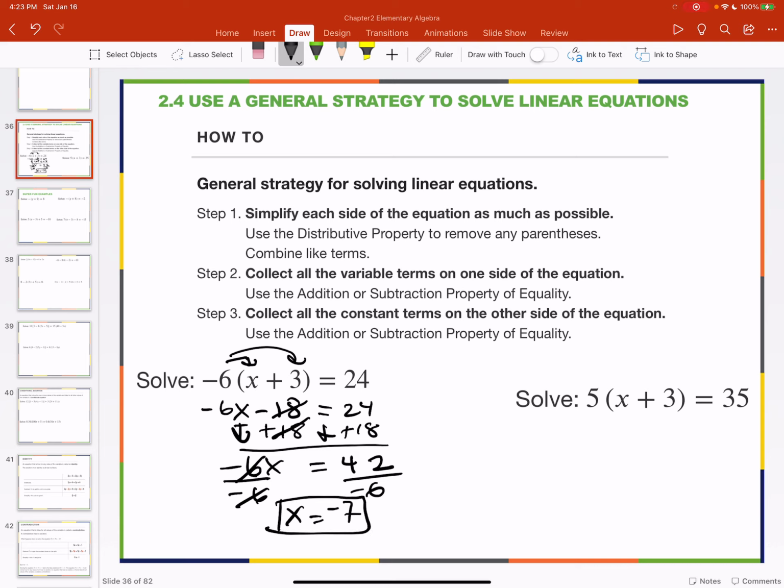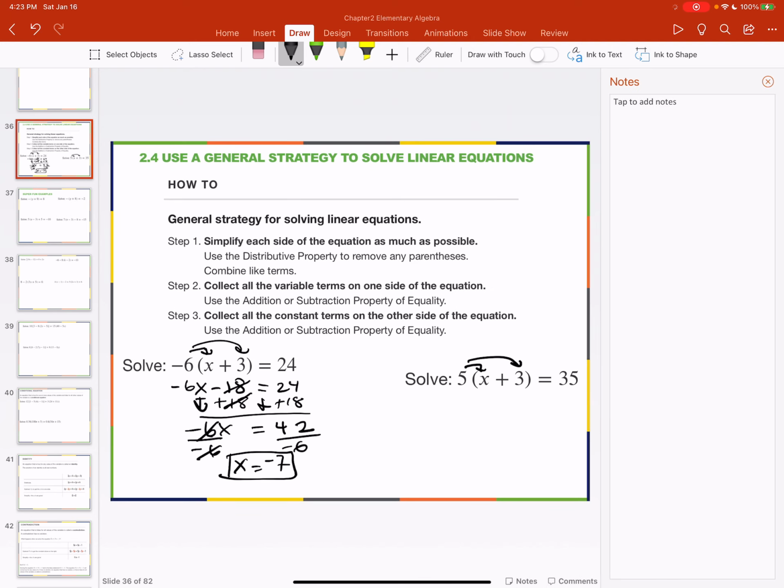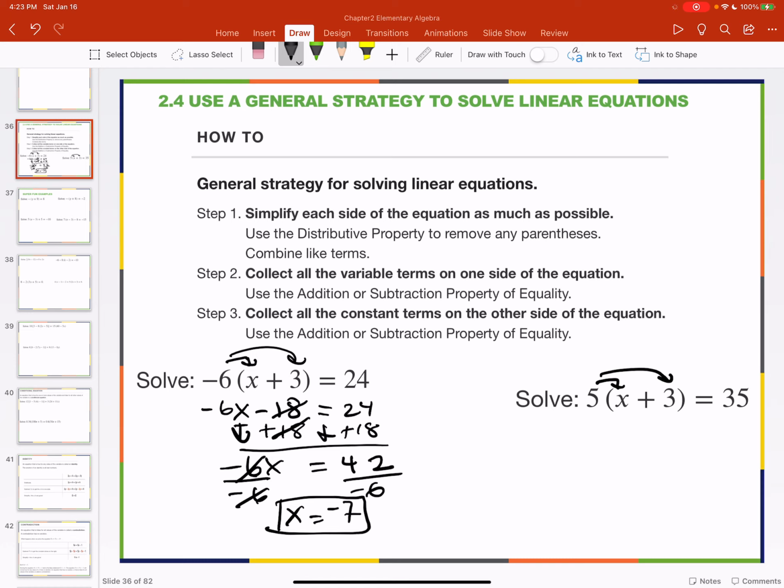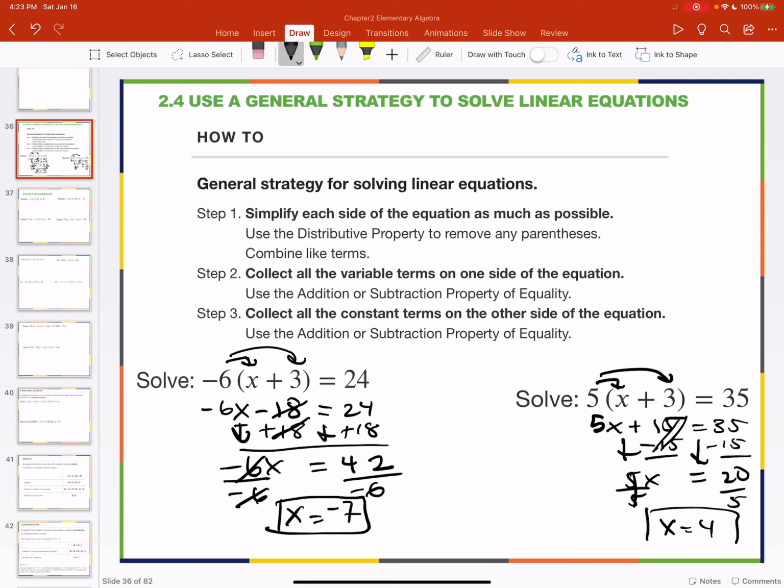Okay, and then here's another one. Parentheses, right? We're distributing the 5. So let's go ahead and do that. That's going to be 5x plus 15 is equal to 35, and then subtract 15 from both sides. Okay, and then bring down the 5x, bring down the equal sign because this cancels. 35 minus 15 is 20, and then divide both sides by 5, and we get x is equal to 4.